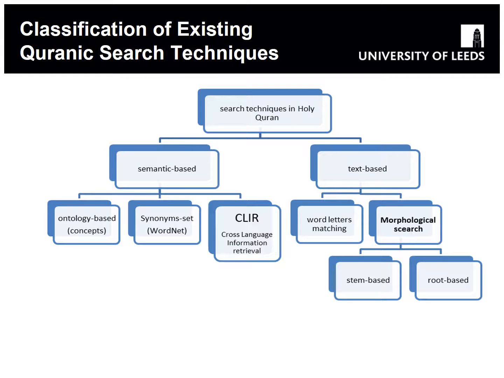Based on this study, we can classify search techniques in the Holy Quran into 2 types. The first one is semantic based, which can be defined as a search technique that uses word meaning or concepts to retrieve verses, while text based depends on the exact word of the query. In semantic based, we can classify into 3 different methods or techniques. Ontology based, which uses the ontology or concepts that annotate each verse to retrieve the result.